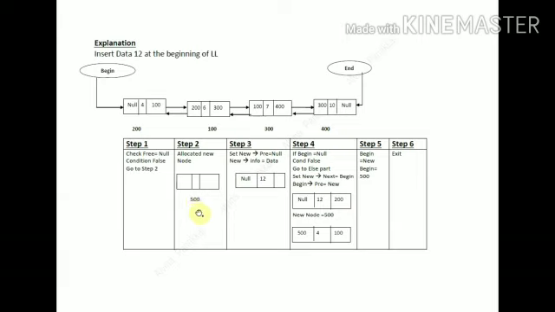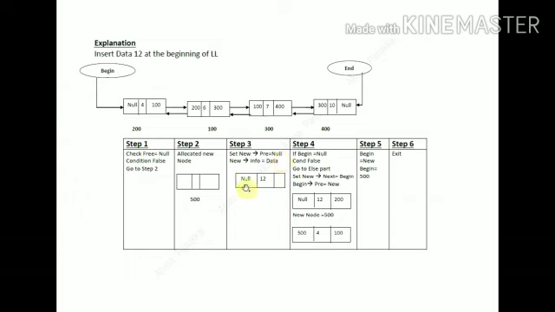In step 3, what are we doing? New pre equal to null. New pre means this is the new pre part. There are three parts in this particular node. This is the pre part, this is the info part, and this is the next part. So into the pre part, we are going to store the value null, because this is going to be the first node in that particular linked list.